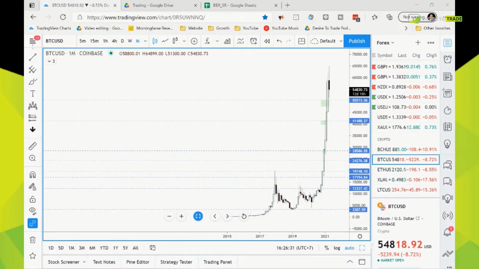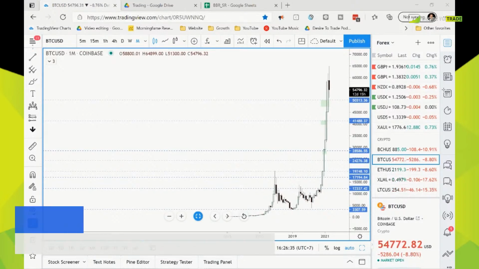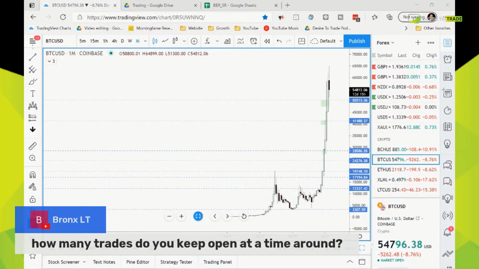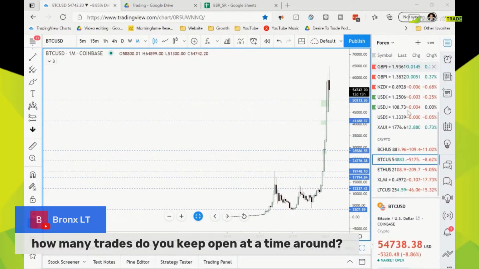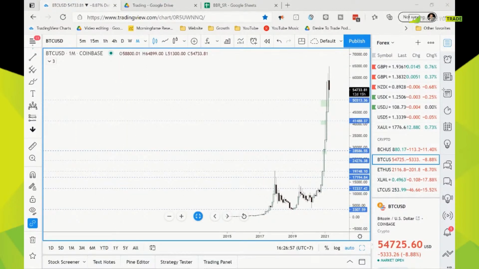Bronx is asking how many trades you keep open at the same time. It depends, but never more than about 5 or 6 trades, and that's usually my maximum. I tend to go in on a few pairs. I don't trade too many pairs, about 15 or so, and that's all I do. Then you have to look at when they are in the right zone. So 5 trades is about the maximum at the same time.